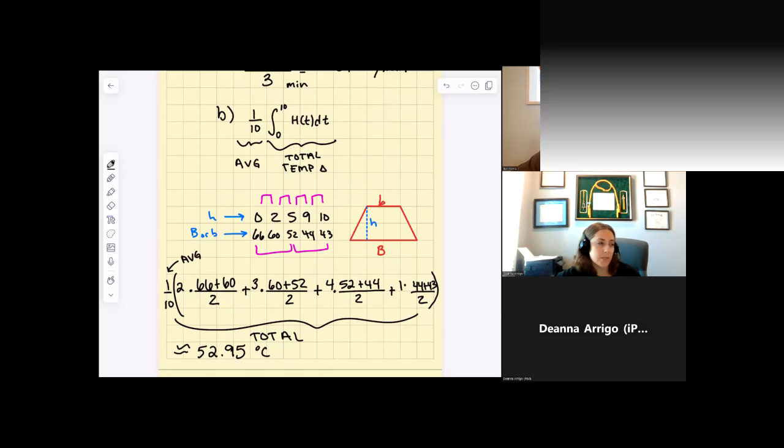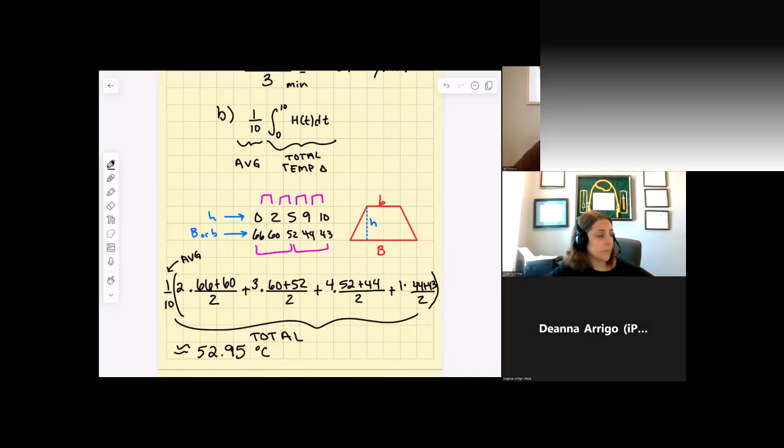Yeah, they just wrote a sentence. They said that that entire thing represented the average temperature of the tea in degrees Celsius over the 10-minute time period. I think honestly if you just wrote what we wrote, it would work too. But if you want to be safe, write it in sentence form. Sounds good. 1 point for the sentence, 1 point for the work, and 1 point for the answer.